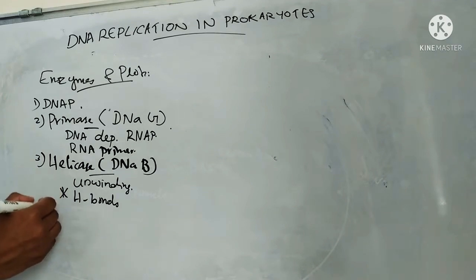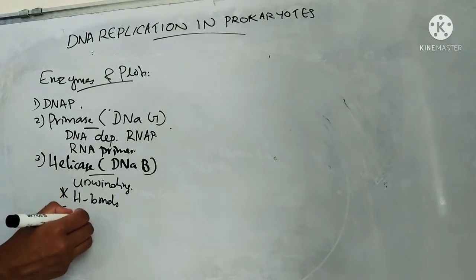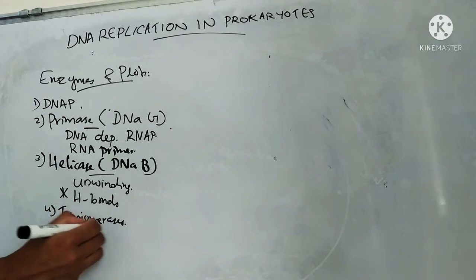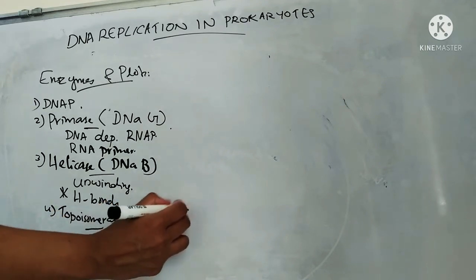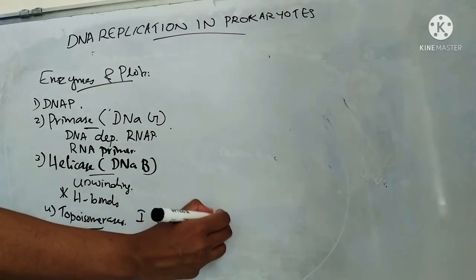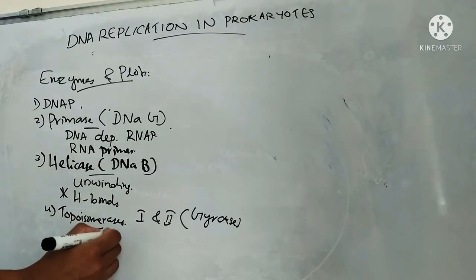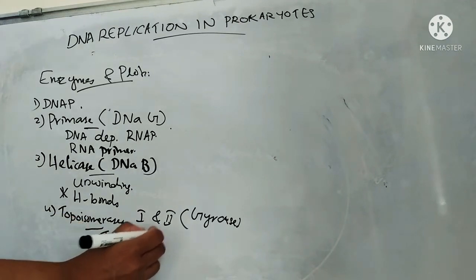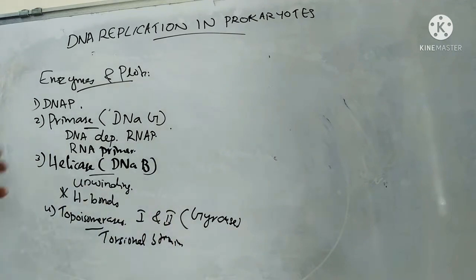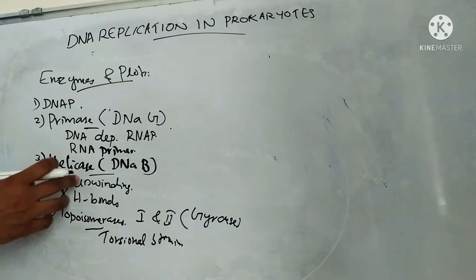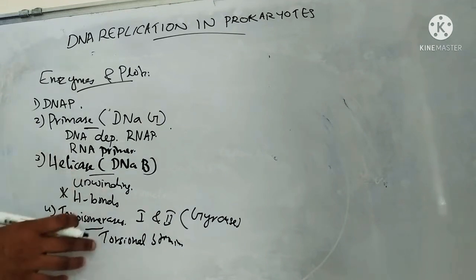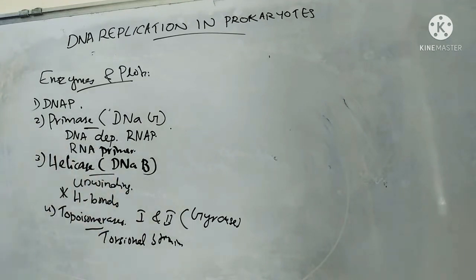Next one is topoisomerases. Two types are there, 1 and 2. Type 2 is known as DNA gyrase. This topoisomerase 2 relieves the torsional strain that results from the helicase induced unwinding. When there is unwinding by the helicase, there will be torsional strain. This is relieved by topoisomerase 2, that is gyrase.